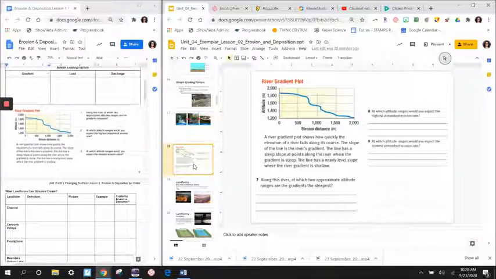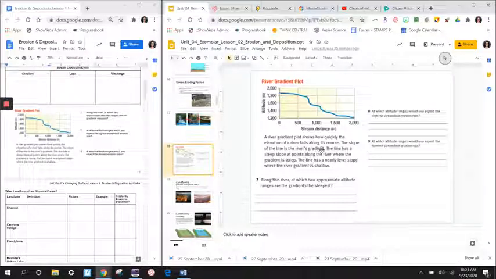So you have this picture on your notes. It is a graph that talks about the river gradient. On our y-axis, we have our altitude, that is our height above sea level. And on our x-axis, we have our stream distance. What it's basically showing you is the steepness of the stream. So when the line is fairly straight, that means it's not very steep. And when the line is more vertical, that is showing a steeper area.